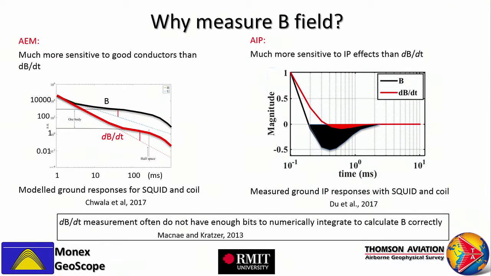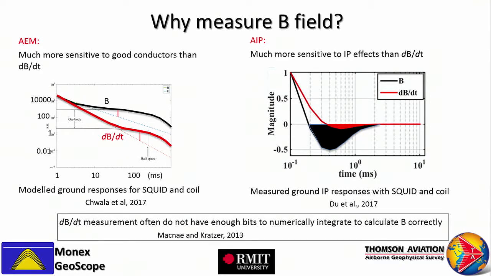So why B-field? Why not stick with our induction sensors? Well, a quick example. If we look at the slide on the left, we're comparing a half-space response, which is the dotted lines, decaying at t to the minus 3/2 and minus 5/2 for an induction sensor. If we had an ore body buried at depth, it distorts the shape of the sounding curve. I don't have a pointer, but I'm sure you can guess where the distortion occurs.